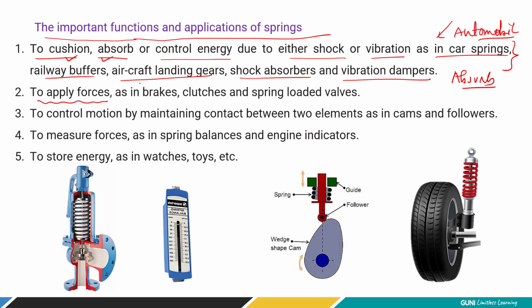Now, what are the examples? Brakes, clutch, and spring-loaded safety valve, right? This is the example. Whenever there is an excess pressure of steam, it pushes this bar against the spring. The spring is going to compress, and hence the additional steam is going to flow away. So this is called a spring-loaded safety valve. But here the main component is the spring. If the spring is not working, then this safety valve is not going to work.